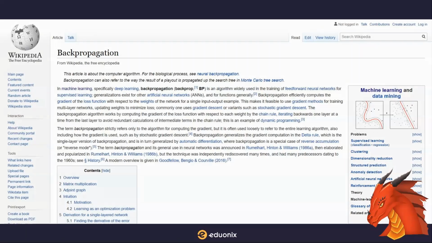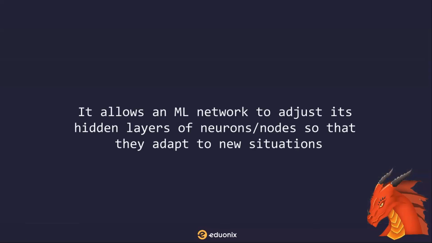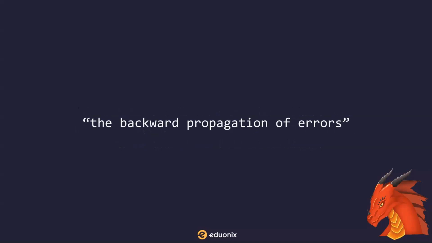Backpropagation is an idea developed in the 1970s. It allows an ML network to adjust its hidden layers of neurons and nodes so that they adapt to new situations. It is described as leveraging the backward propagation of errors.